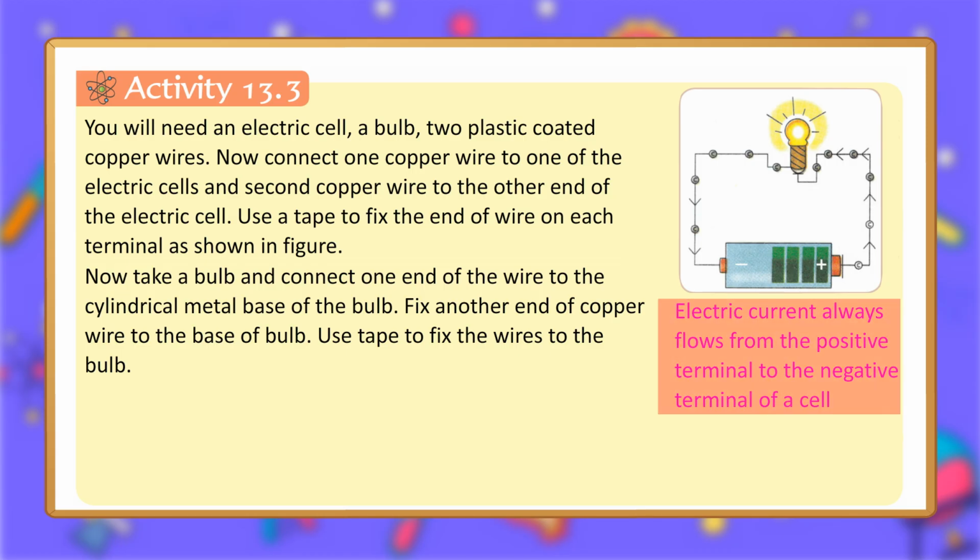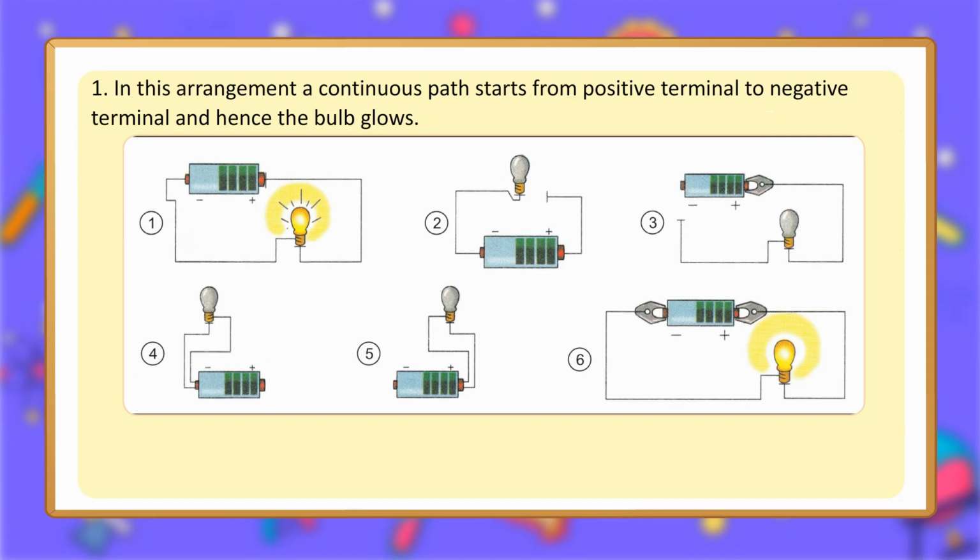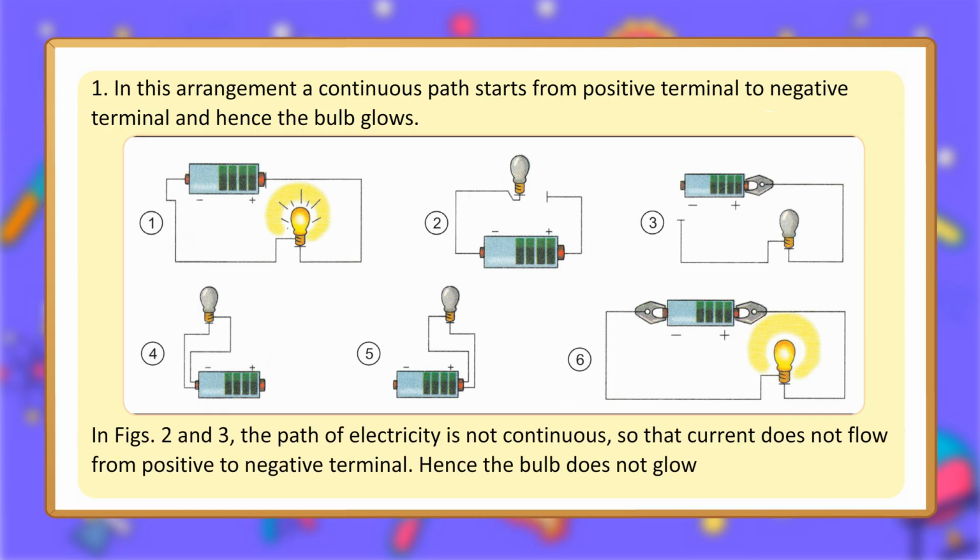Electric current always flows from the positive terminal to the negative terminal of a cell. Now, connect the bulb to the cell in 6 different ways as shown in the diagram. Observe carefully the arrangement in which the bulb lights up. You will see that the bulb glows in figure 1. In this arrangement, a continuous path runs from the positive terminal to the negative terminal and hence the bulb glows.